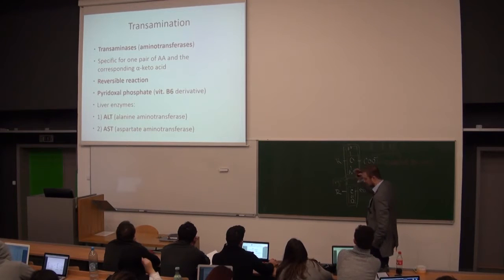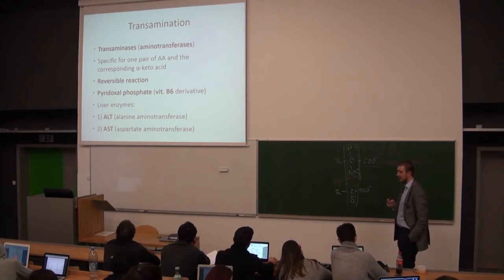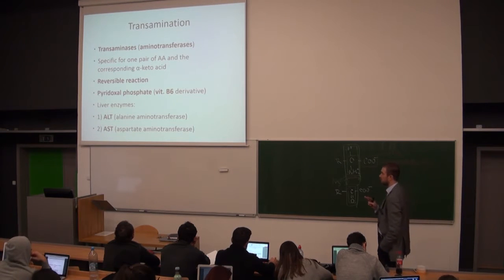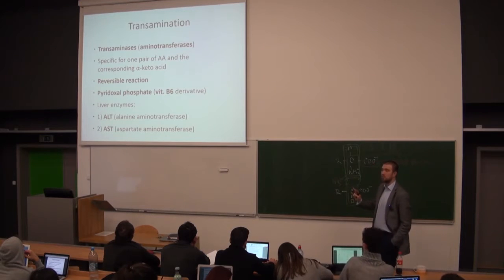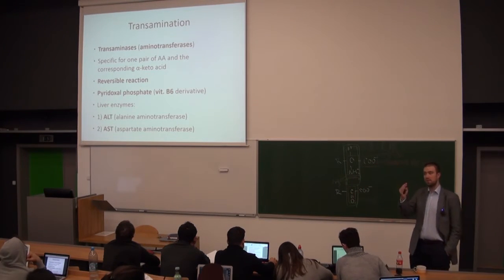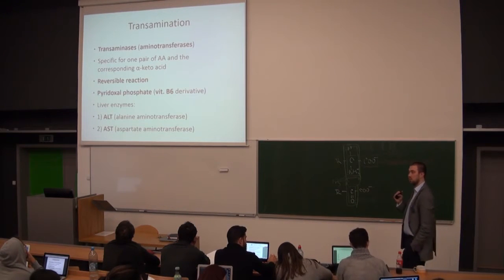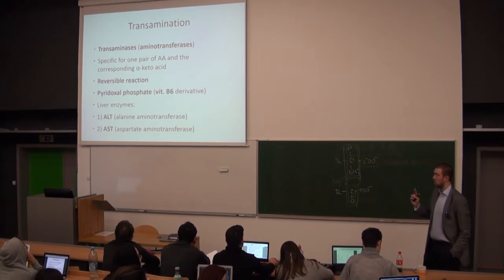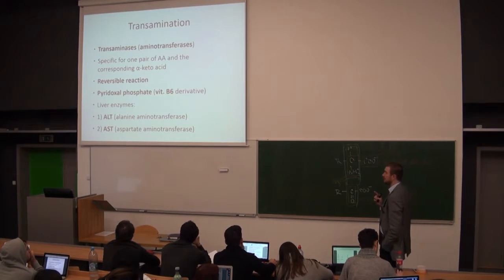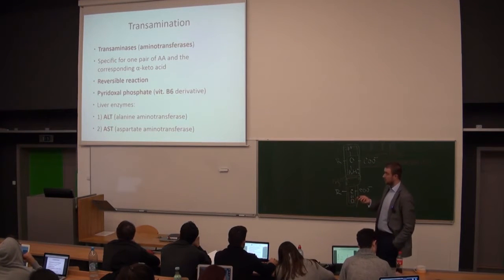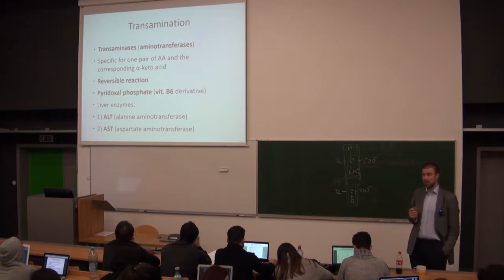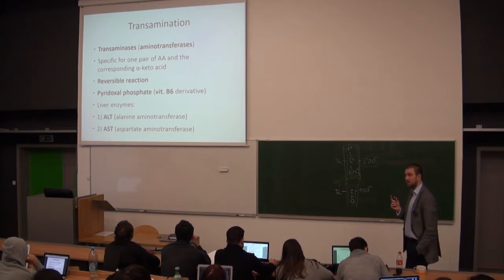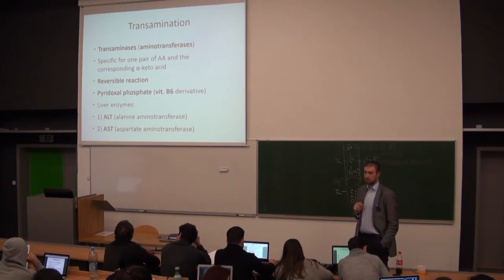This type of reaction is catalyzed by enzymes that we call aminotransferases or transaminases. These enzymes are specific for one pair of an amino acid and its corresponding alpha keto acid. That means you have quite a big list of transaminases in your body, enabling transamination for a variety of amino acids. What's common for all of them is that they must have a cofactor for their activity, and the cofactor is pyridoxal phosphate. That's a derivative of vitamin B6, that means a derivative of pyridoxine. Pyridoxal phosphate is the active cofactor utilized in all these transaminations.